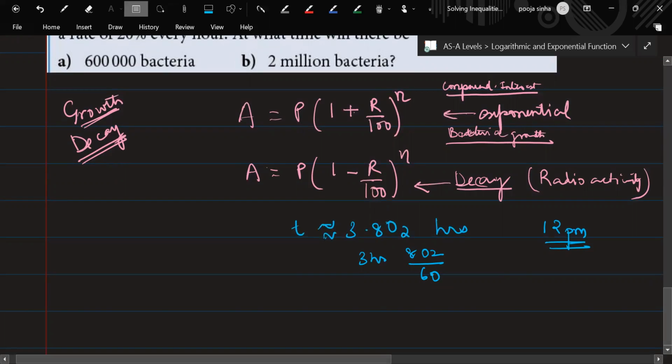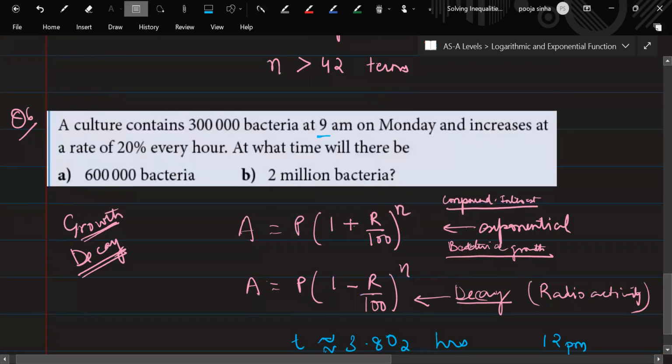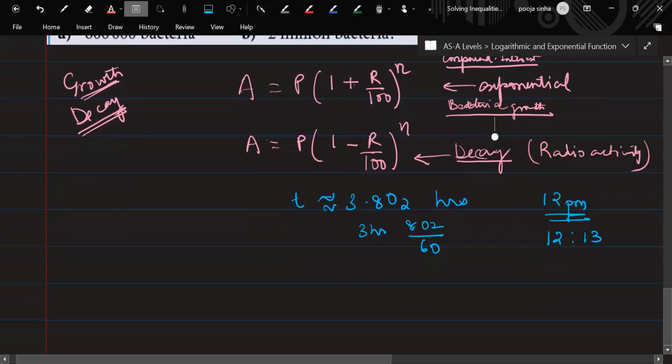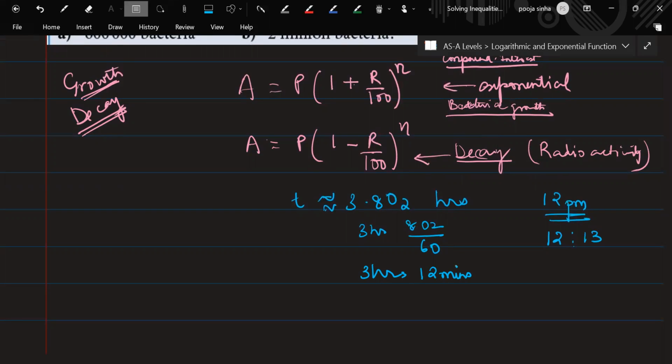So just check how much you get by dividing 802 by 60. 13.3, 13.4, yeah. So 802 divided by 60 is approximately 13.4. That means approximately we'll say 13 minutes. Now it was 9 o'clock, right? To 9 you are adding 3 hours and 13 minutes, right? Clear? Yeah.